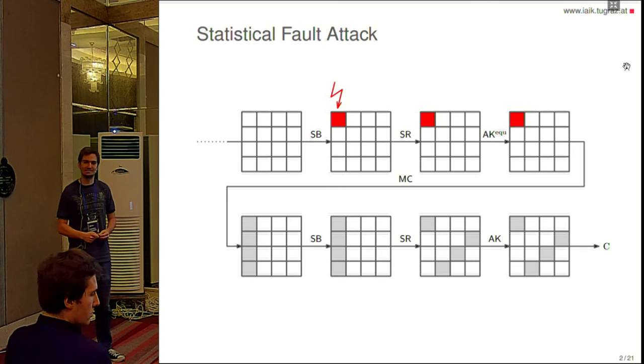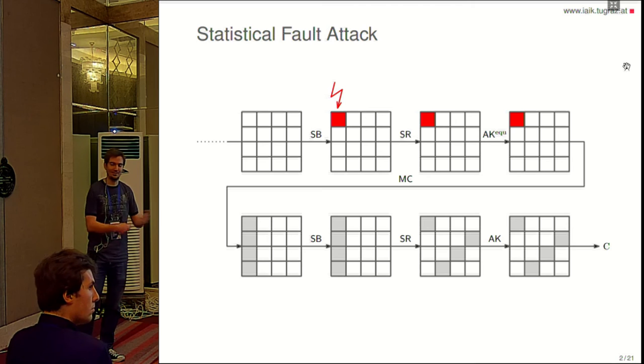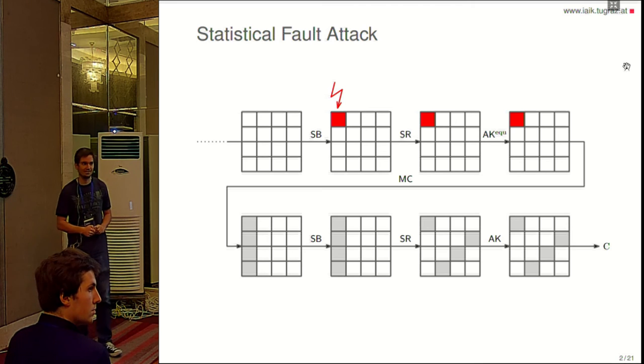I understand. In this case, you should stress that your attack depends in a very strong way on your ability to create a non-uniform property at some point. Yes. And not all fault attacks are going to work. Exactly. That's why we did the practical experiments to somehow verify our assumption.